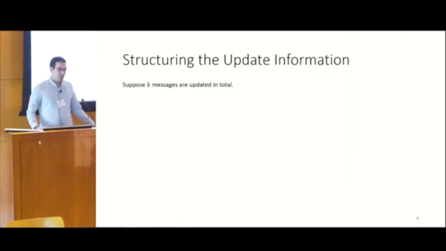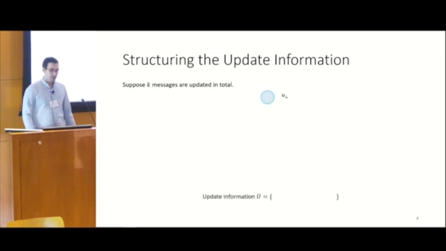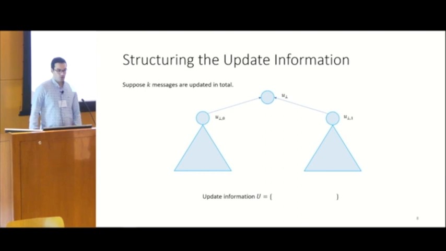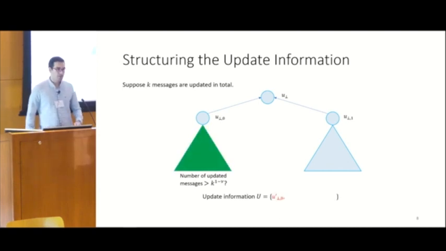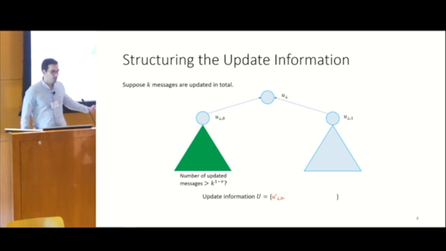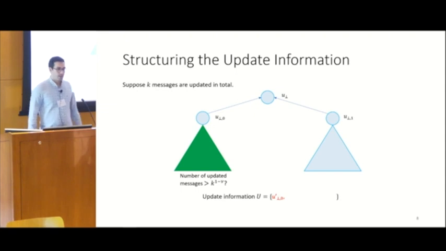So suppose k messages are updated in total, so our algorithm starts at the root of the homomorphic tree, right? So it looks at the two children of the node, which it starts at, which is the root, and it asks the question, is the number of updated messages greater than k to the 1 minus nu under the left child? If the answer is yes, then it basically includes the new value, the updated value of this inner node as part of the update information, and it keeps recursing under that node as if it is the root of a tree.